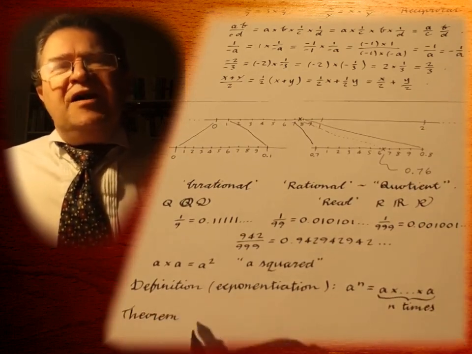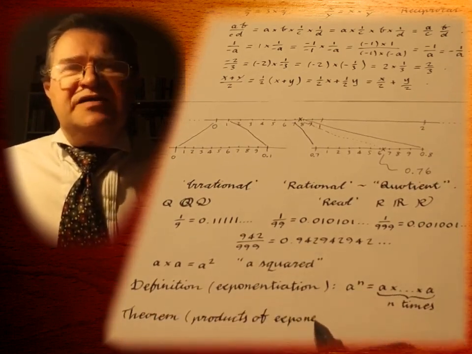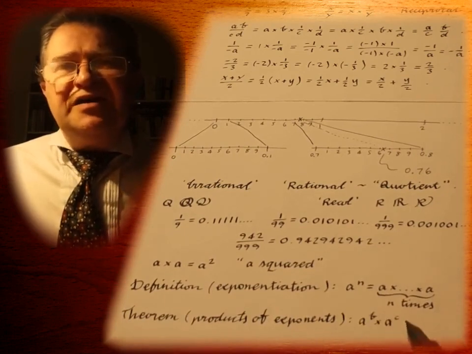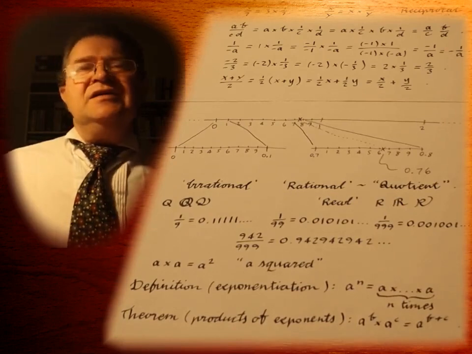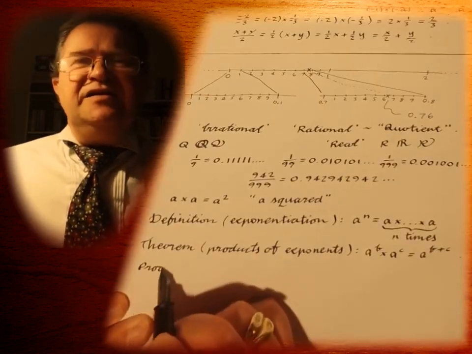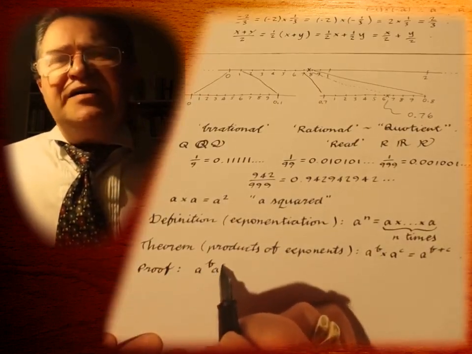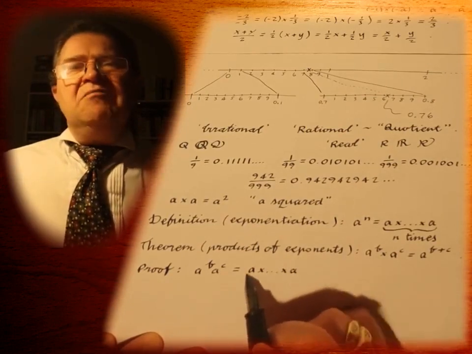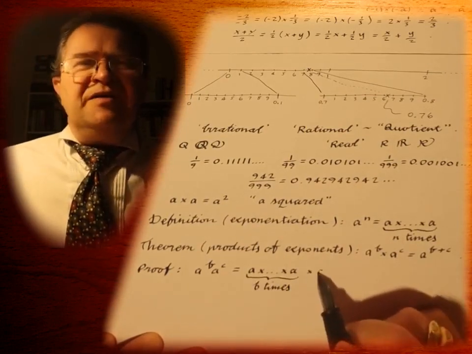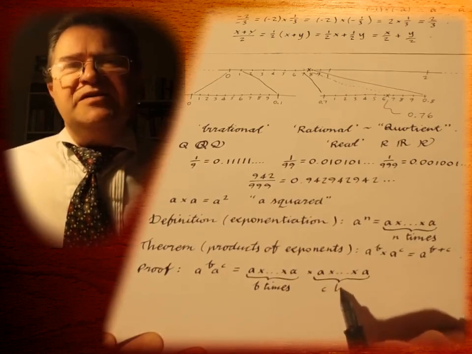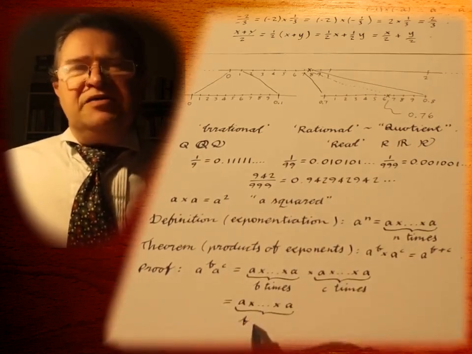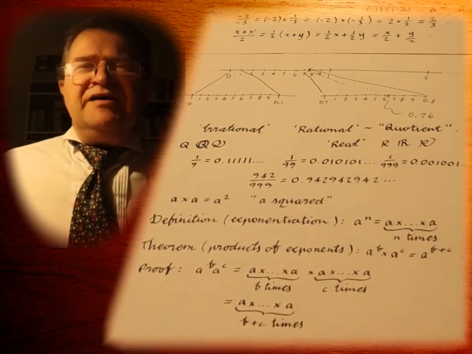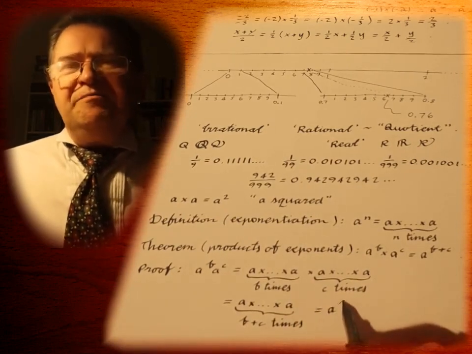Now, a to the power b times a to the power c is a to the power b plus c. And we see this just by writing it all out. A to the b times a to the c is a multiplied by itself b times, multiplied by a multiplied by itself c times. So altogether we're multiplying a by itself b plus c times, and that by definition is a to the power of b plus c.